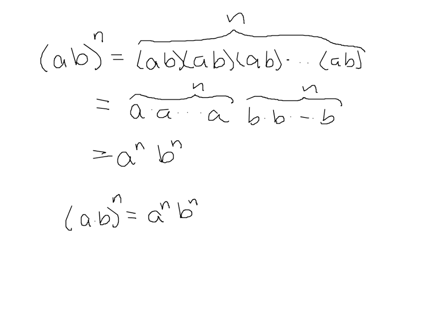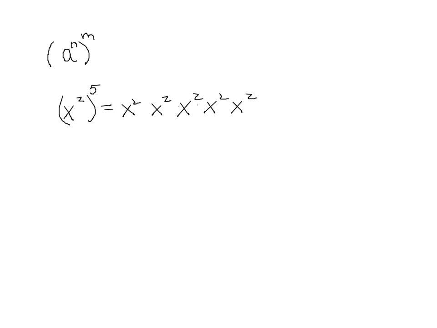And then the last rule we're going to look at here is if you have something raised to an exponent raised to an exponent. So let's look at a specific example for this. So let's have x squared to the fifth. So I get x squared multiplied together 5 times. That's what the fifth exponent means. So I have it multiplied together 5 times.